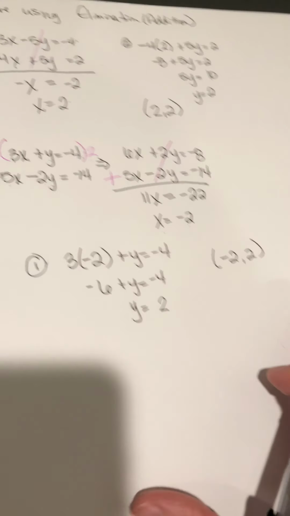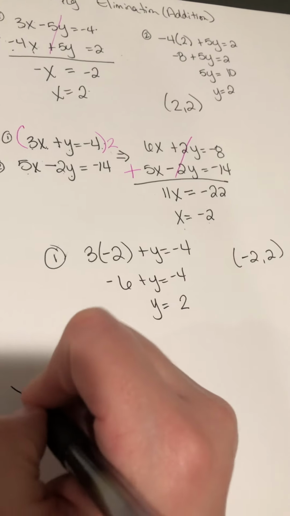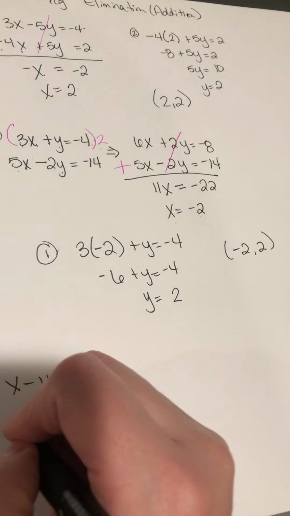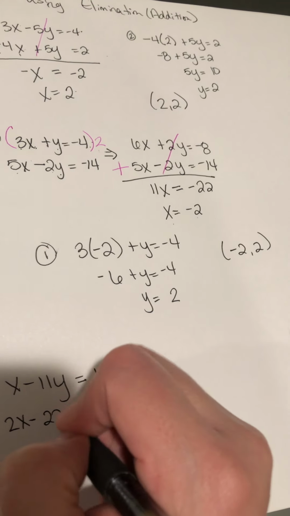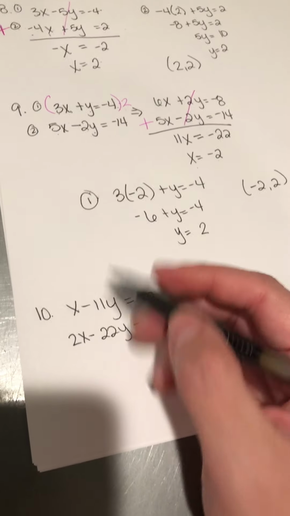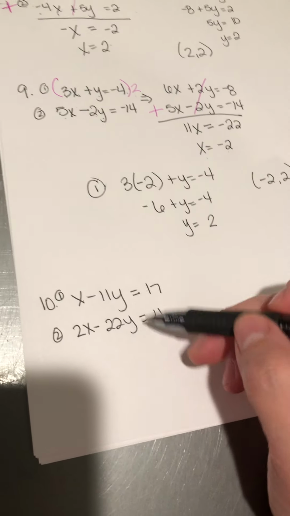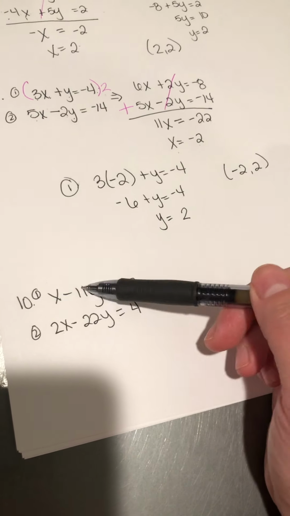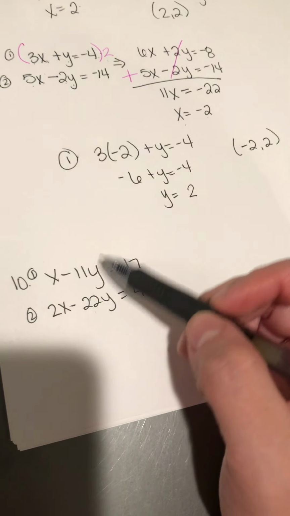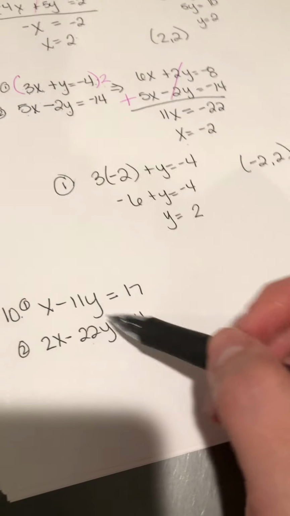Okay, number 10, we have x minus 11y is equal to 17, and 2x minus 22y is equal to 4. So again, if I want to get rid of a variable, if I want to eliminate one, I look: if I add them or subtract them, none of them will go away. So I'm going to pick one. Now in this case, you'll probably be like, well, I'm going to get rid of both of them, but that's okay. We'll talk about that in a minute.